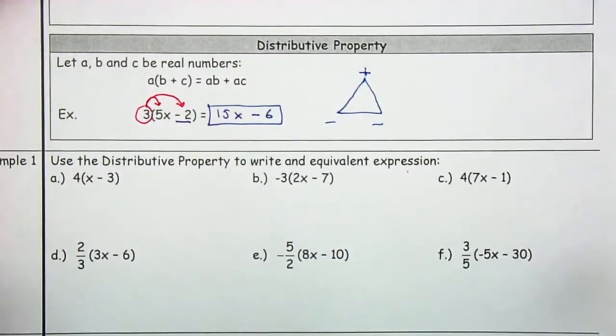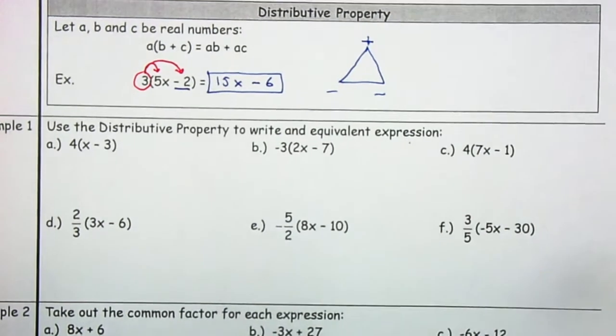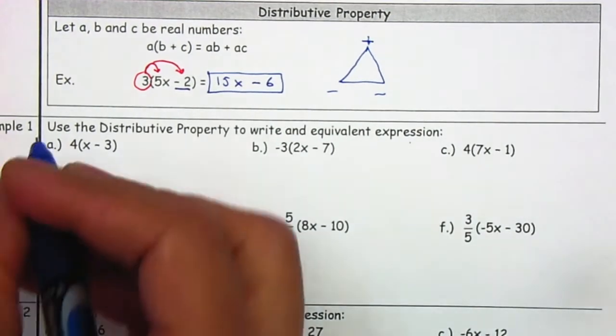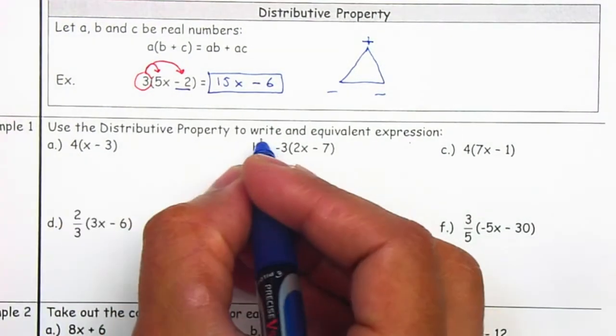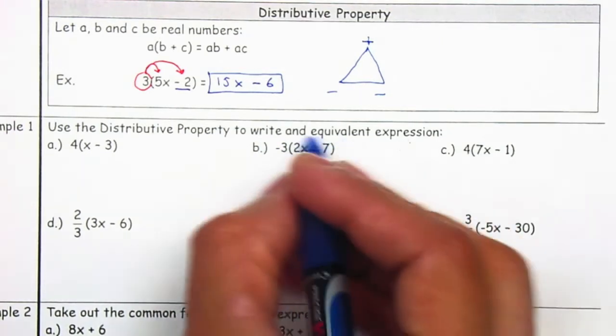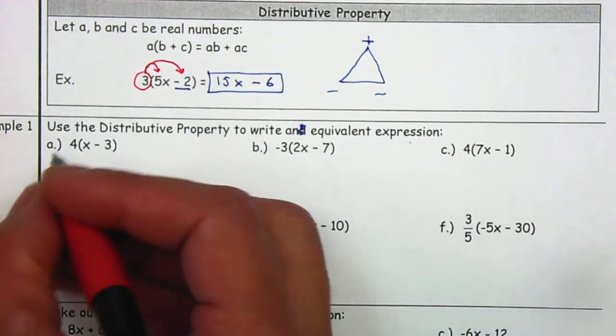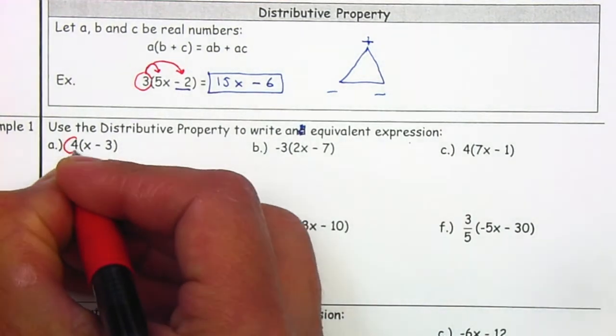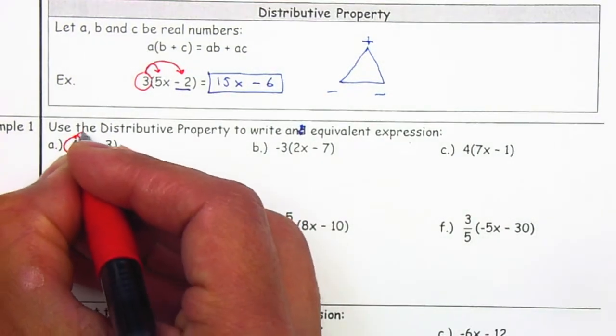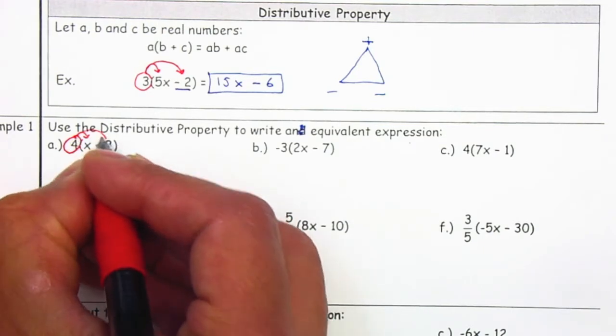Let's look at example number 1. On example number 1, we need to be able to use the distributive property to write an equivalent expression. I need you guys to circle the 4. We're going to be distributing the 4. So it'll be the 4 times the x and the 4 times the negative 3.